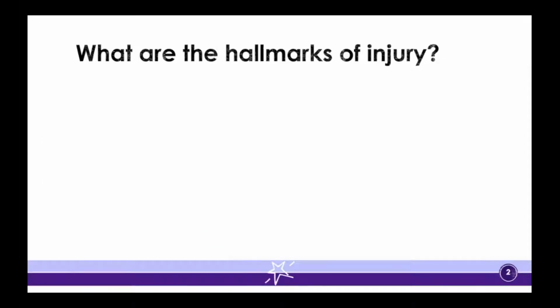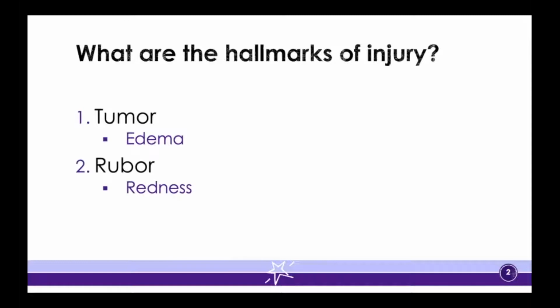So, what are the hallmarks of injury? What is it that we will see universally as things are injured within our body? Well, if we look at the Latin roots of our words, we are looking at tumor. Tumor is when we have swelling in the area. We have edema, the collection of fluid occurring underneath the surface of the skin. We also have rubor, which is our redness that can come with that.